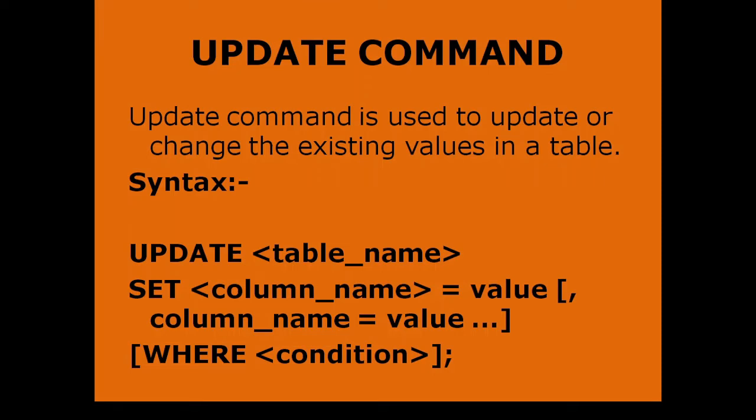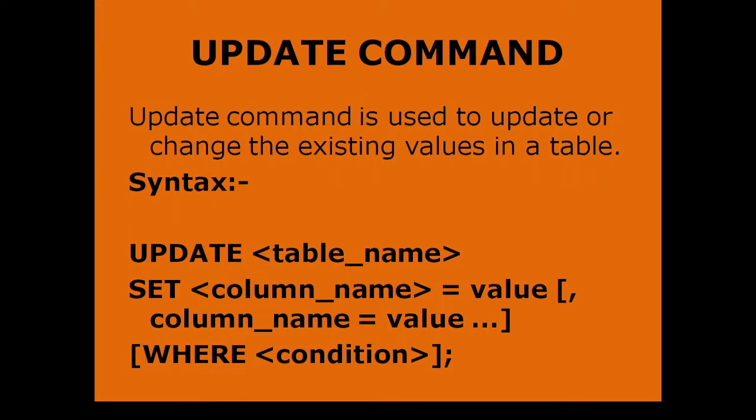Hey everyone, in today's class we'll see how we can update our existing record by using the update command. As you can see, the update command is used to update or change the existing values in a table. That means the row, the record which is already there in your table, and if you want to make some changes in that particular record, in any of the columns of that record, then you can use the update command.